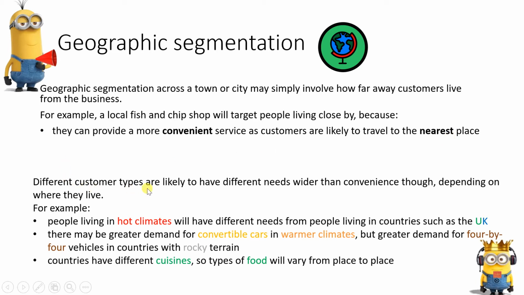Different customer types are likely to have different needs, wider than convenience though, depending on where they live. For example, people living in hot climates will have different needs from people living in countries such as the UK. There may be greater demand for convertible cars in warmer climates, but greater demand for 4x4 vehicles in countries with rocky terrain. Countries have different cuisines, so type of food will vary from place to place. So these three examples will hopefully demonstrate what geographic segmentation really is about. It is about convenience, but it's also about these elements as well.